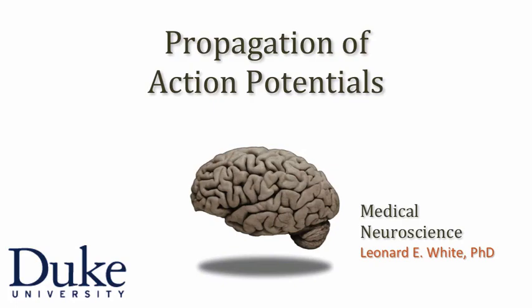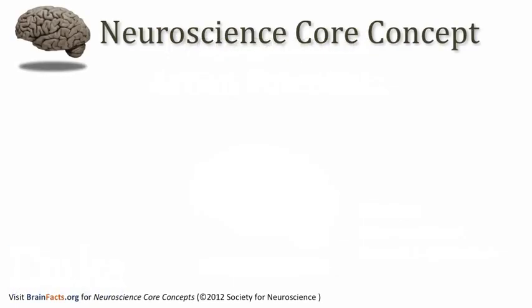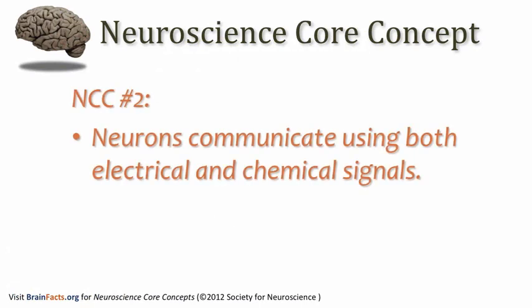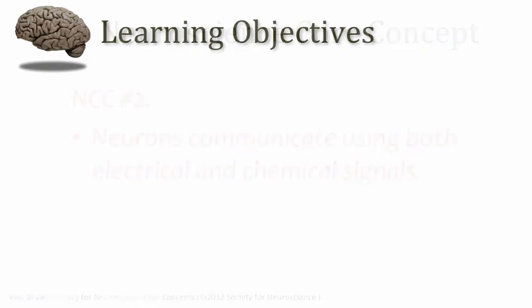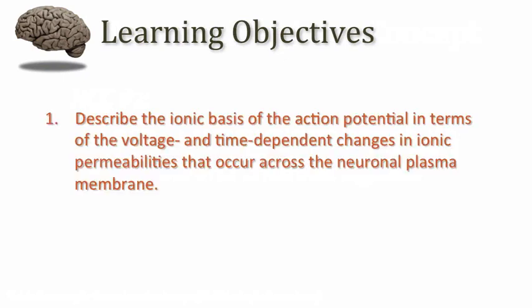Well, let's begin. Once again, our story today on the propagation of the action potential pertains to our second of our 8 core concepts in the field of neuroscience. That is, that neurons communicate using both electrical and chemical signals. Our learning objectives today are that I want you to be able to describe the ionic basis of the action potential in terms of the voltage and time-dependent changes in ionic permeabilities that occur across the neuronal plasma membrane.